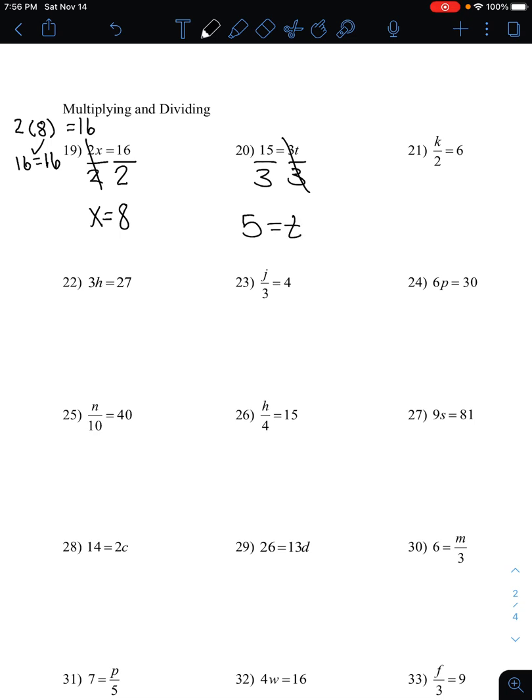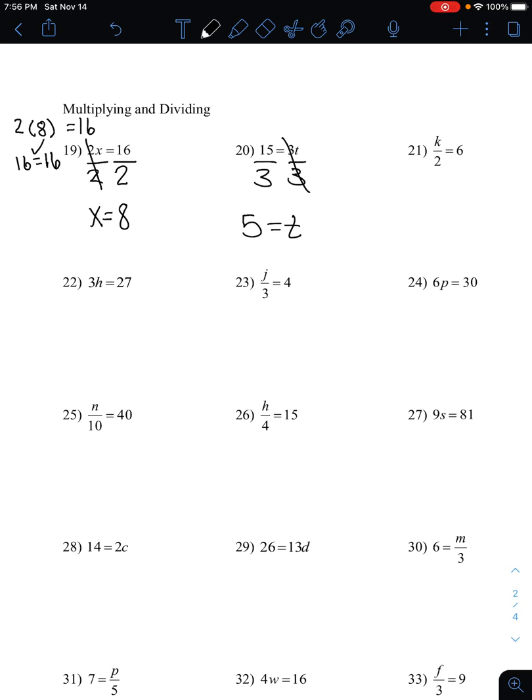Let's look at number 21. Number 21 looks a little different. What is happening in 21? We have k divided by 2 equals 6. Remember, 7th graders, that you can have two numbers written on top of each other, like a fraction, which means divide. You don't always have to have that divide sign that you are familiar with. Sometimes it looks like two numbers written on top of each other with a line in the middle, which means divide. So we're looking for what number we divide by 2 to equal 6.